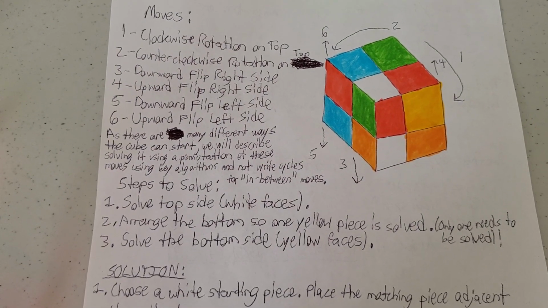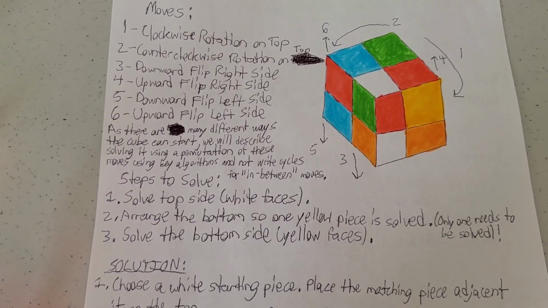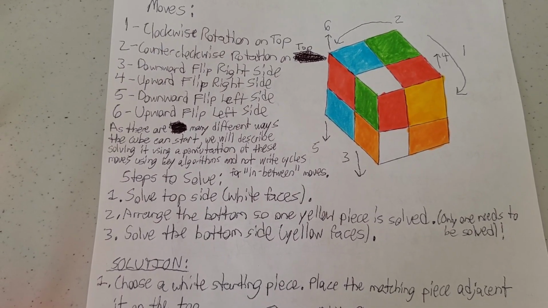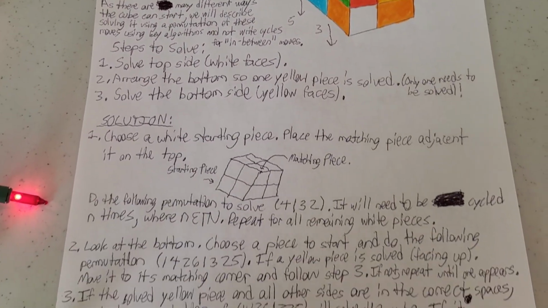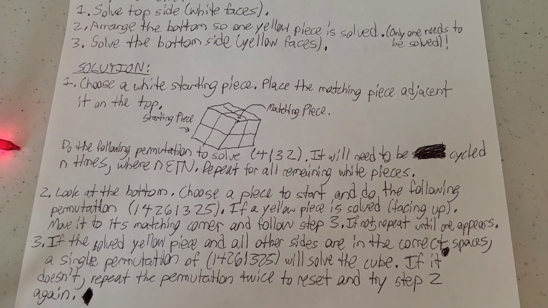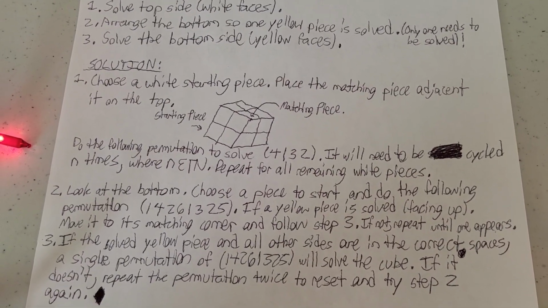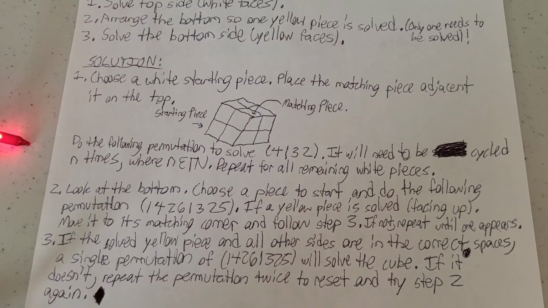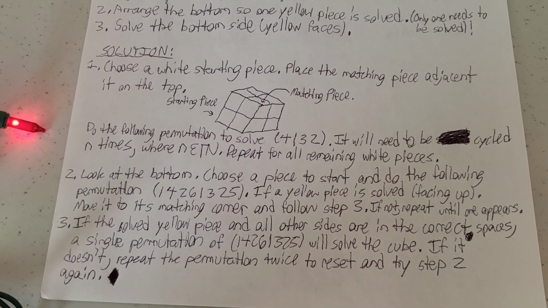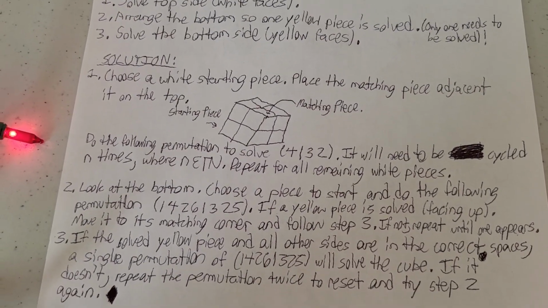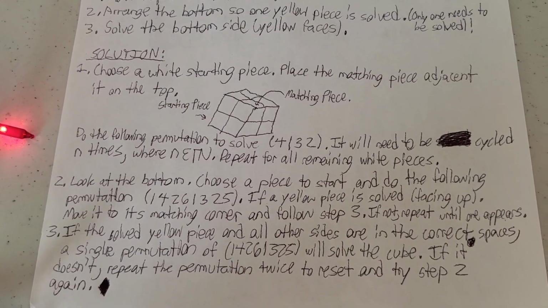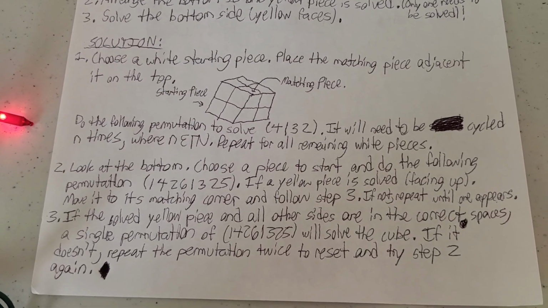So we'll do the following permutation to solve: 4, 1, 3, 2, which is we're going to flip the right side up, and then we'll do a clockwise rotation, and then we'll do a downward flip on the right side, and then do a counterclockwise rotation. And it will need to be cycled n times, where n represents a natural number, so any number from 1 to infinity. And we'll need to repeat for all the remaining white pieces.